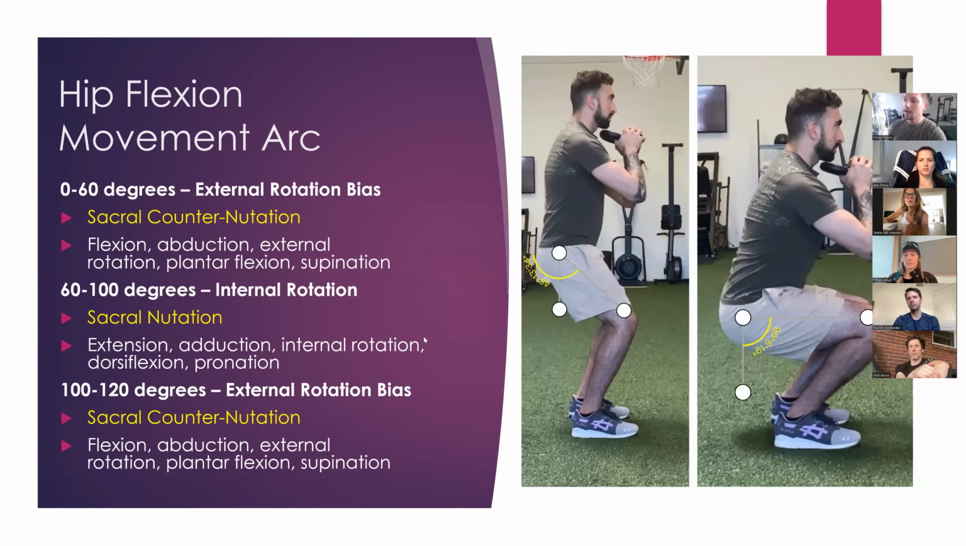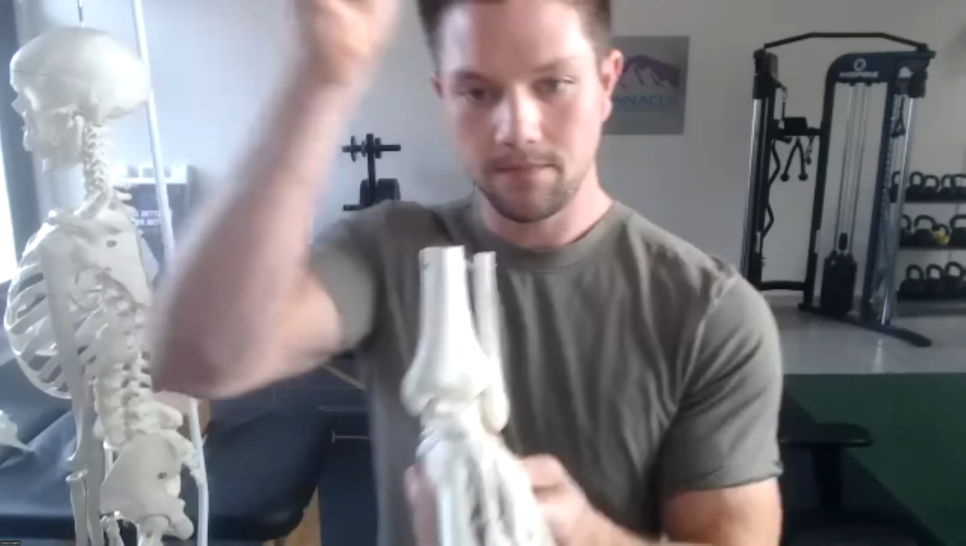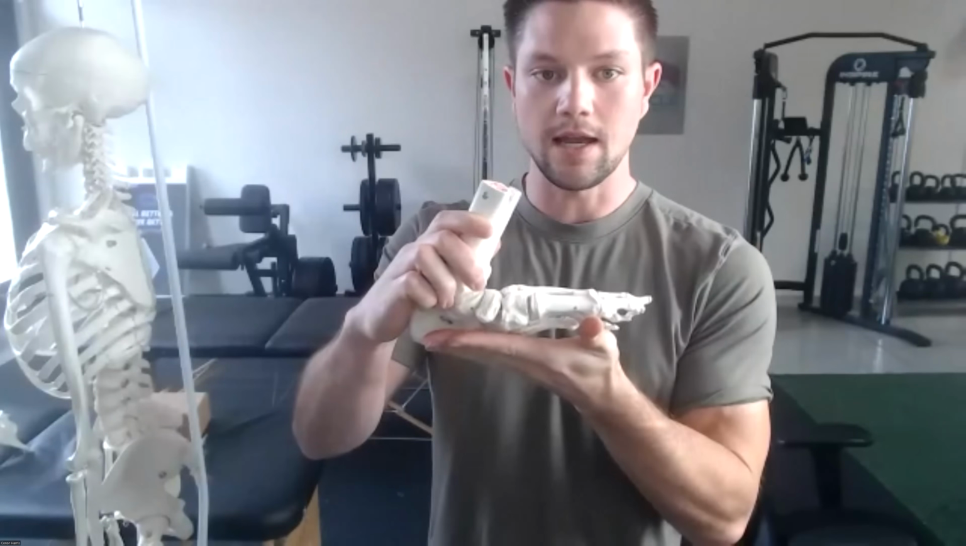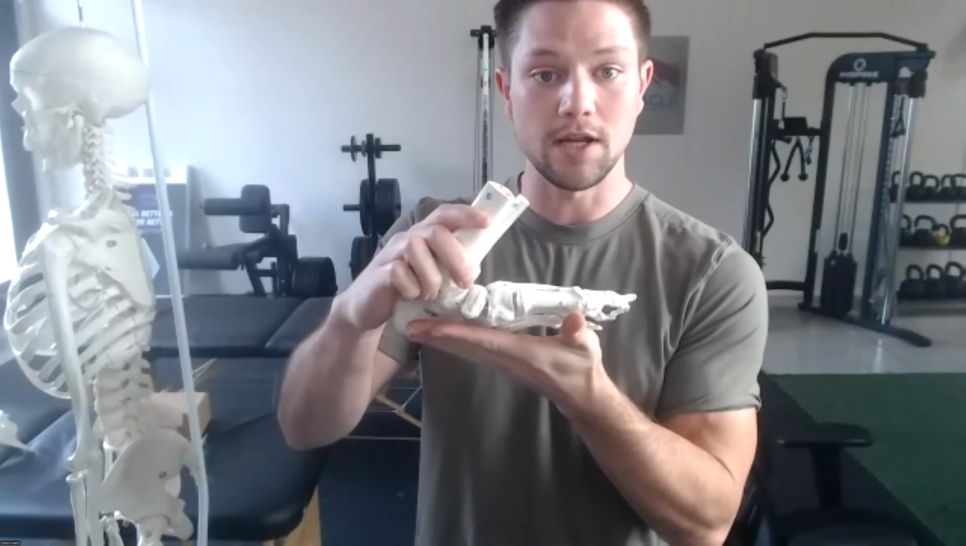So when we move into extension, internal rotation, adduction, this is also dorsiflexion and pronation. The knees are going to be going over the toes. We're going to need to have our foot arch flatten out a little bit. So as we internally rotate our femur, our tibia should also internally rotate, and our foot arch goes down. And we move into that dorsiflexion and pronation position.